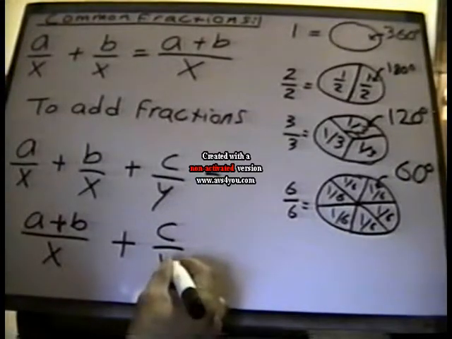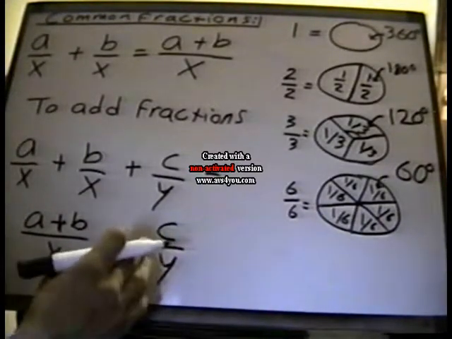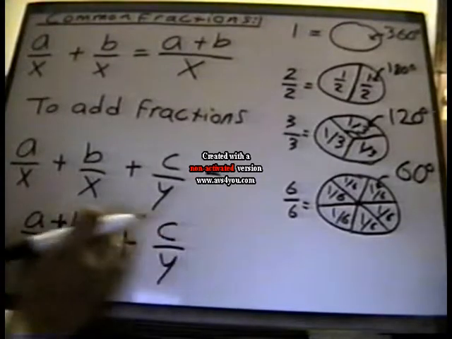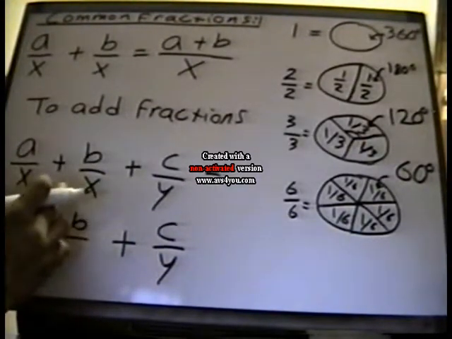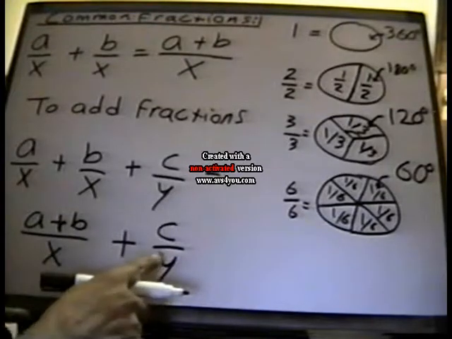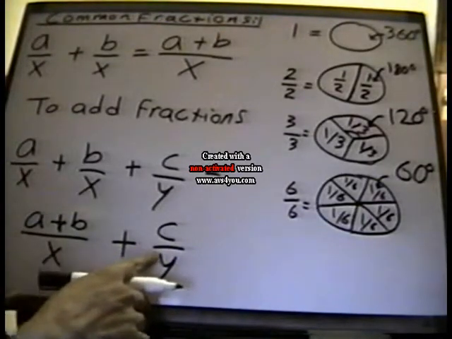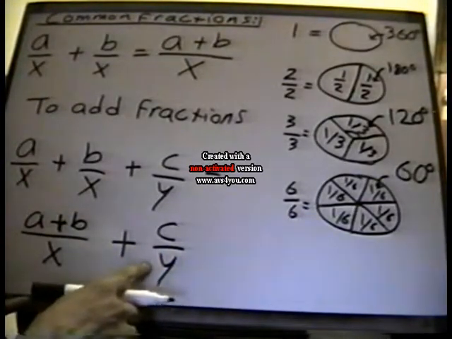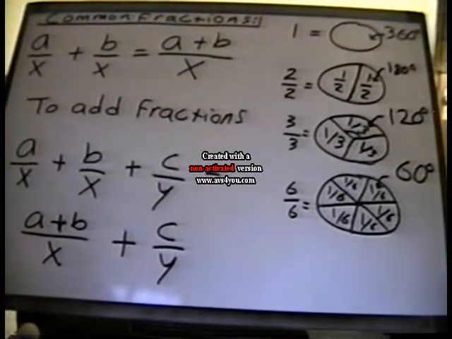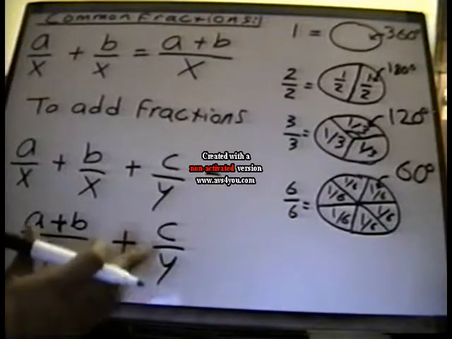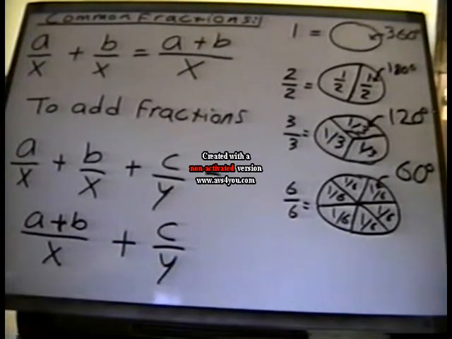See, because you cannot add c over y to the rest of the fractions because this fraction has a different denominator. It's y instead of x. So you would not add them. This is the form that it would take. And you should write these as notes. These are notes.